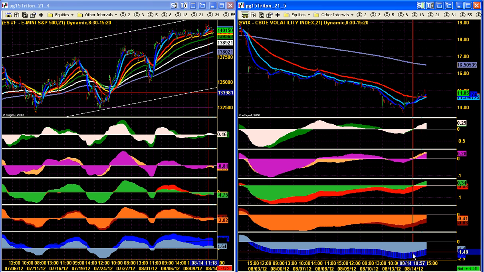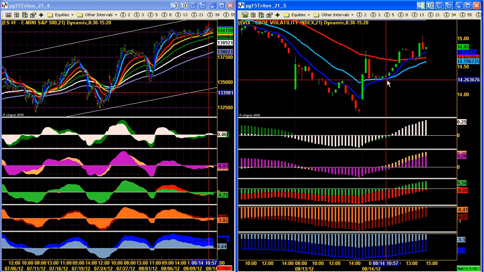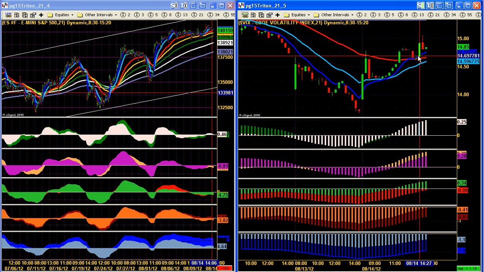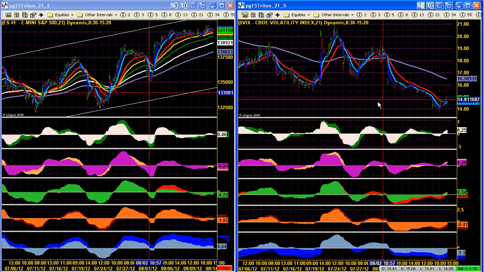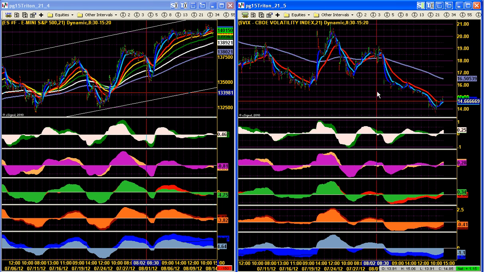And also, let me see here. The 8 has crossed the 21, and the 8 has also crossed the 50. So that's a good lead in. That's a distinct possibility. This could come up here, and we could have, if this goes up, market comes down. And all those shorts will be in play.